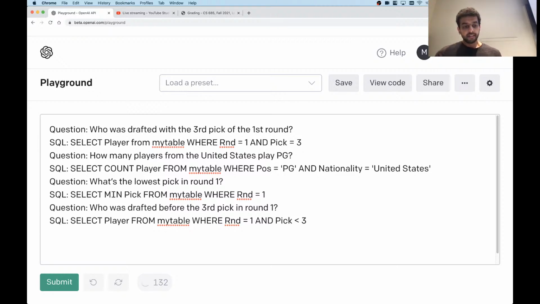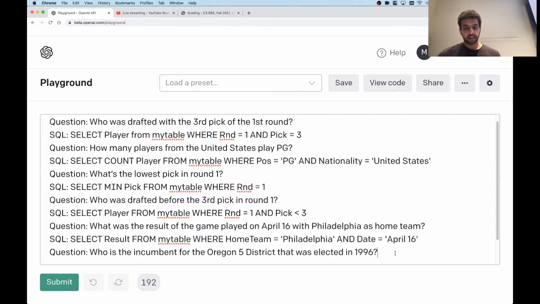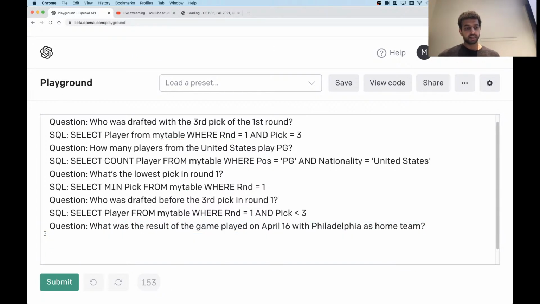So first, we can try a test question, a held out question that is in domain. Here I'm asking it, what was the result of the game played on April 16th with Philadelphia as the home team? Of course, we don't know what this database looks like, and we don't know what the columns are, but at least we can see if the logic of what it produces is reasonable.